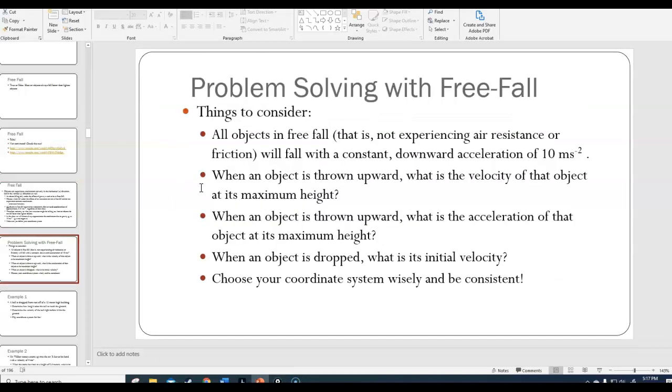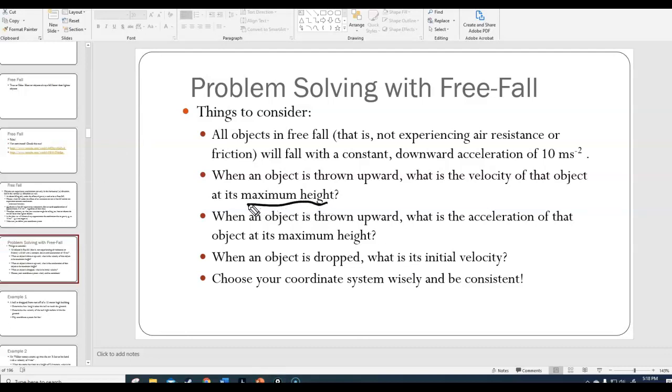Okay, so problem solving with free fall. Here are just some things to consider. The first bullet point is basically a repeat of what we talked about on the last slide. Now, in situations when you're throwing an object up into the air, I want you to consider what is the velocity of that object at its maximum height.